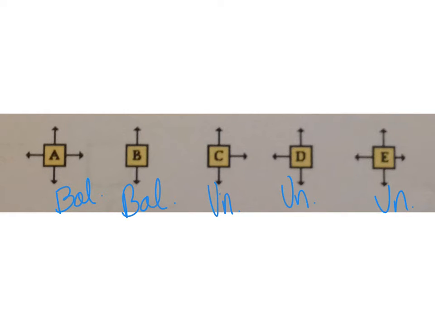All right, so we have 2 balanced because their arrows are equal in length and opposite in direction, whether that's with 4 or with 2. Those are both balanced. For C and D, they're both missing one of the arrows, which is causing them to be unbalanced.